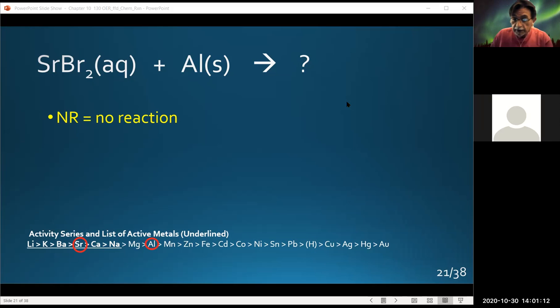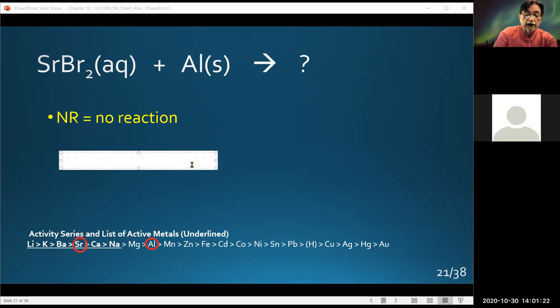Now, what does that mean? That means that the reverse would work. If we reverse the scenario where we have instead of aluminum, maybe we have strontium metal.